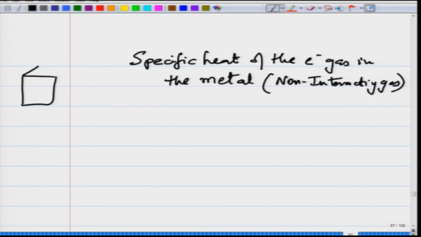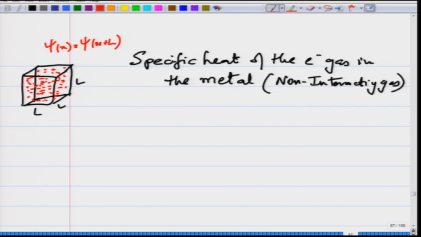Again, you have a metal which has sides of length L, and you have the gas of electrons present inside this metal, drifting as plane waves, on which Sommerfeld applied periodic boundary conditions. For example, in the x direction, psi(x) equals psi(x + L), if you recall, which gave us the quantized states available for the electrons.